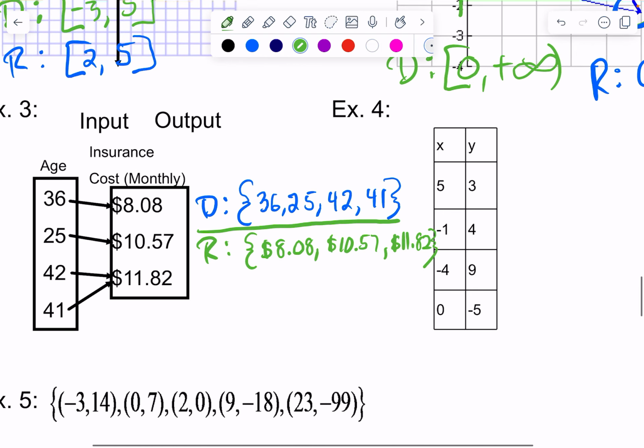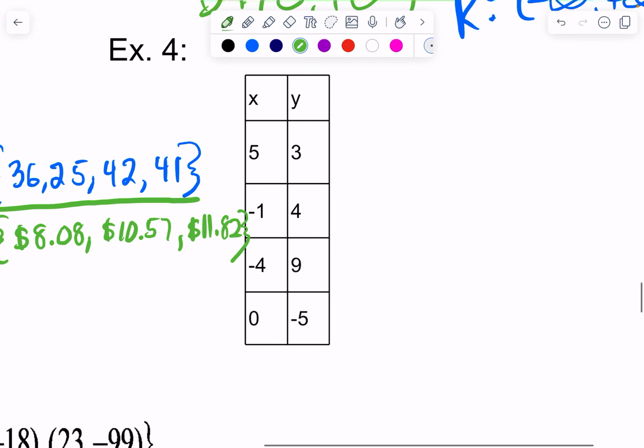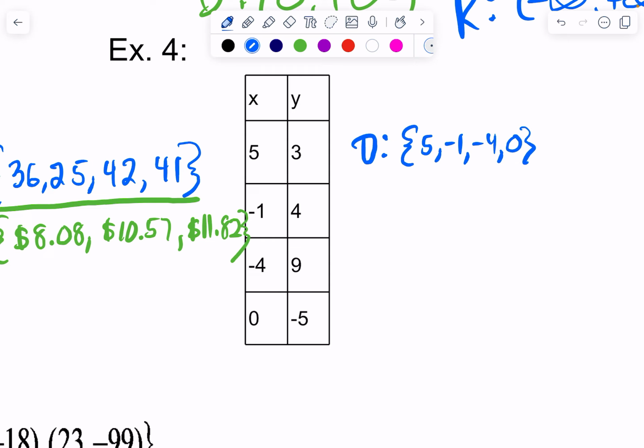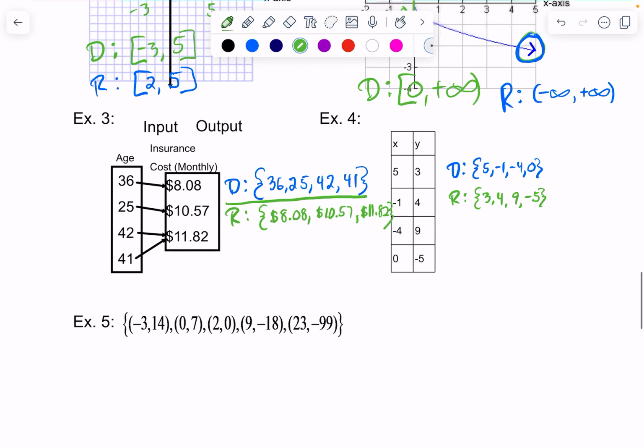All right, how does it work for a table of values? Very similar to an input-output table. They've given you a specific set of x's and y's. So my domain for this particular case would simply be, we make our brace, 5, -1, -4, and 0. And for my range, I'm going to look at my specific y values, which happen to be 3, 4, 9, and -5. So for a graph, you have to really analyze where it's going, but for tables, they just kind of give it to you there.